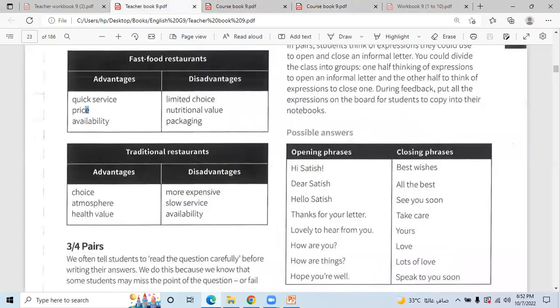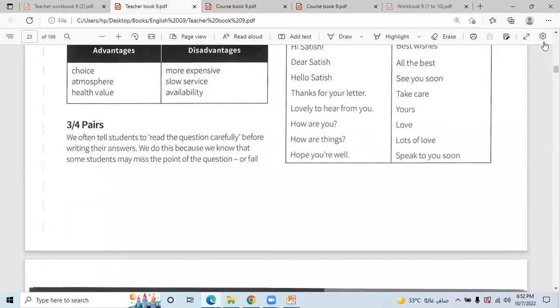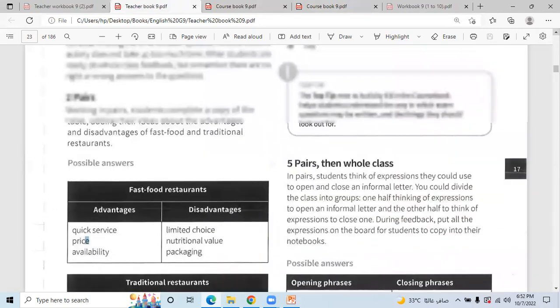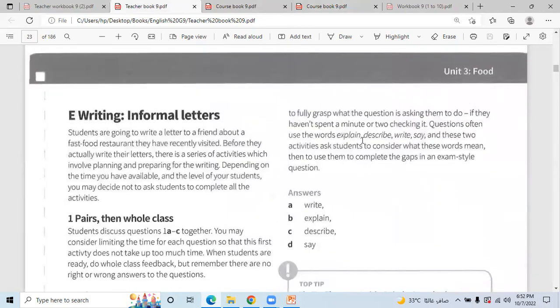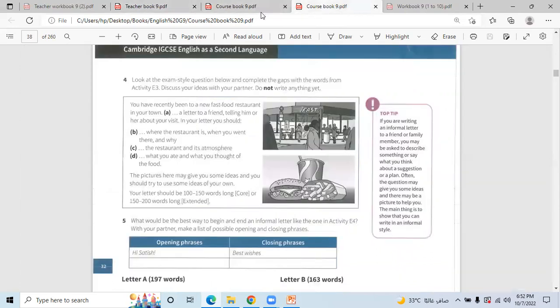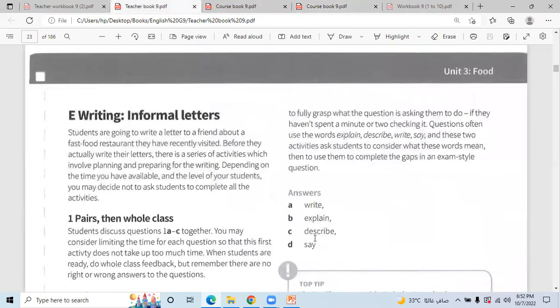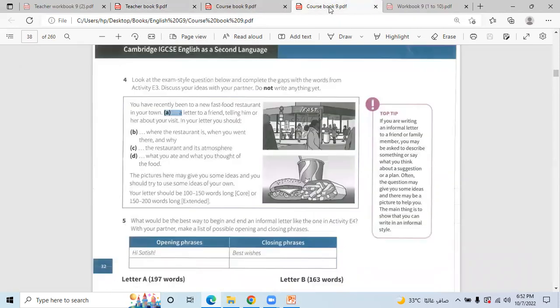Let's see. Here we go. All right, here A is at this place, right? B is explain, C is describe, and D is say. Okay, this is how you complete this paragraph.